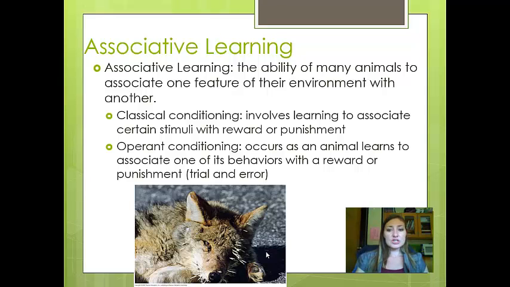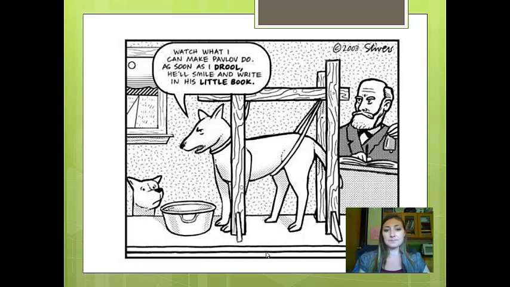In operant conditioning, the organism associates one of its behaviors with a reward or punishment. This is also called trial and error learning. So in this picture below, we see that the organism's behavior was to try to get close to a porcupine to eat it. That was the behavior, and then there was a consequence associated with that. So there was the pain of getting stuck with quills. And the cartoon says, watch what I can make Pavlov do. As soon as I drool, he'll smile and write in his little book.